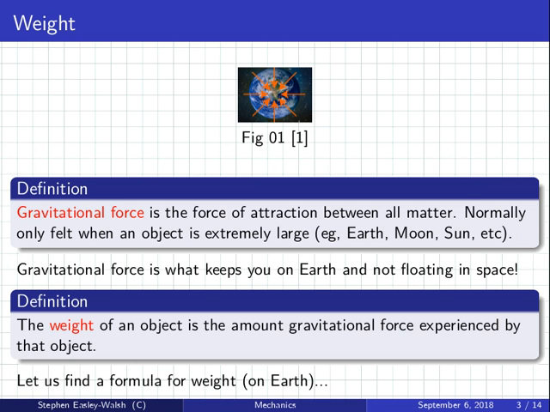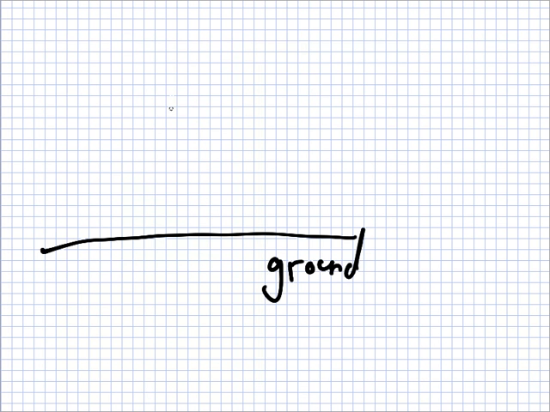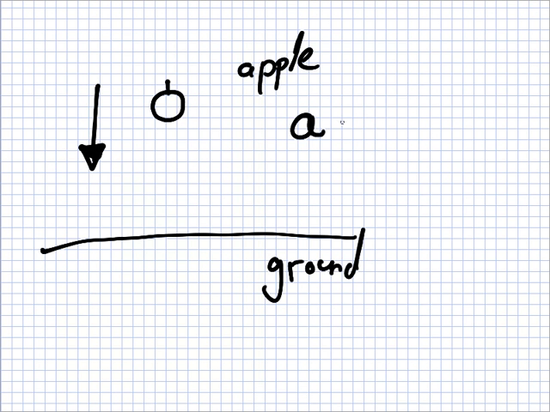So let's find the formula for weight on Earth. It's not too difficult. There's the ground. There's, let's say, an apple, and it's falling down to the Earth. So there's an acceleration, and it's 9.81 meters per second squared down. And remember I said if there's an acceleration then there's a force. And we call this acceleration g.